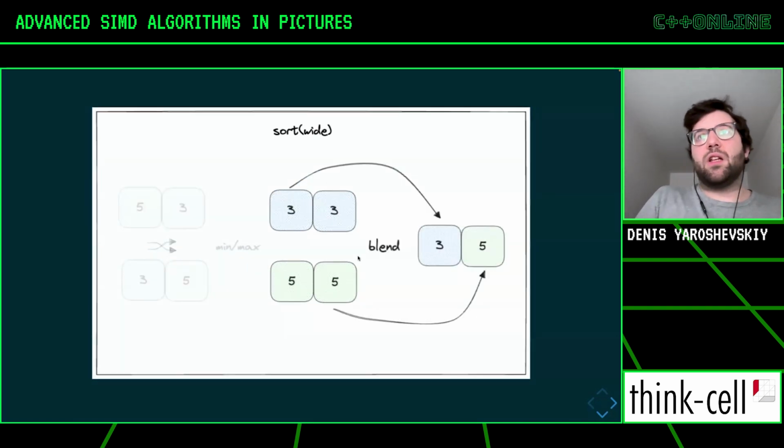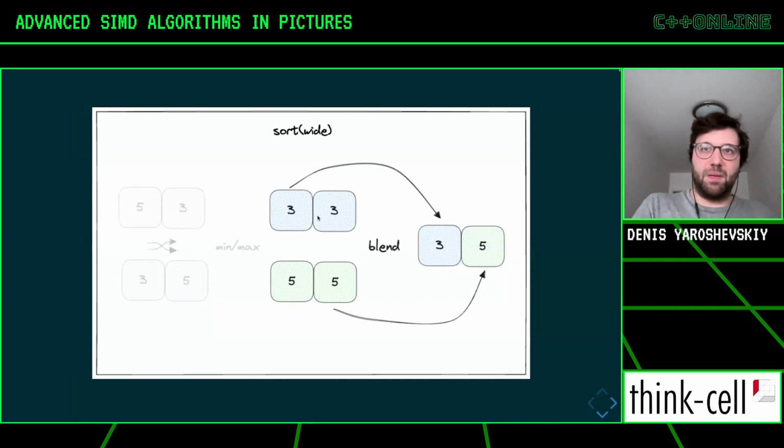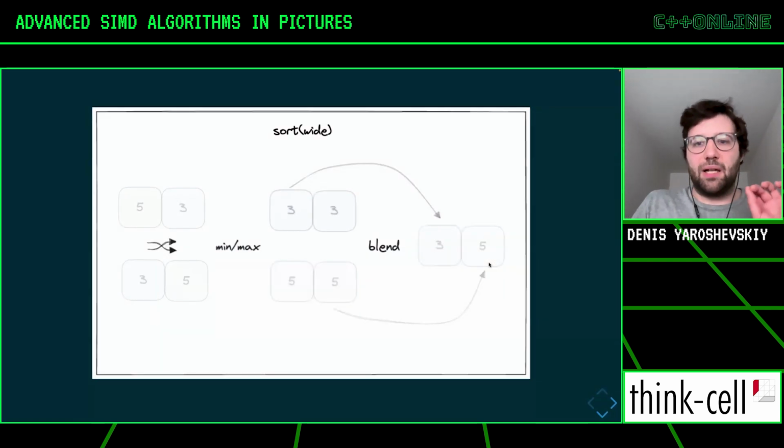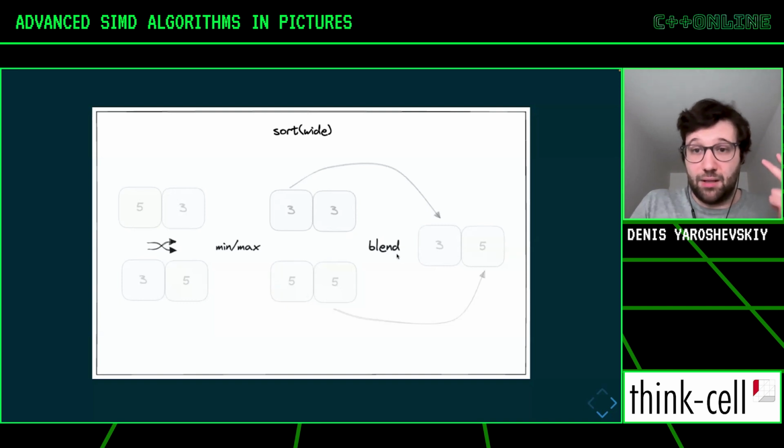And then we're going to do blend, which is mixing elements from the 2 registers together in an arbitrary way. But here we're going to take the first one from the smallest and the second one from the largest. Now the hand-wavy part: I'm going to claim that this shuffle, min, max, and blend is enough to sort any SIMD register.